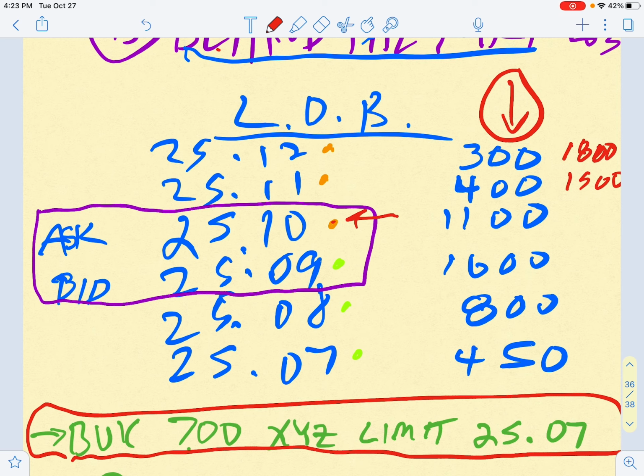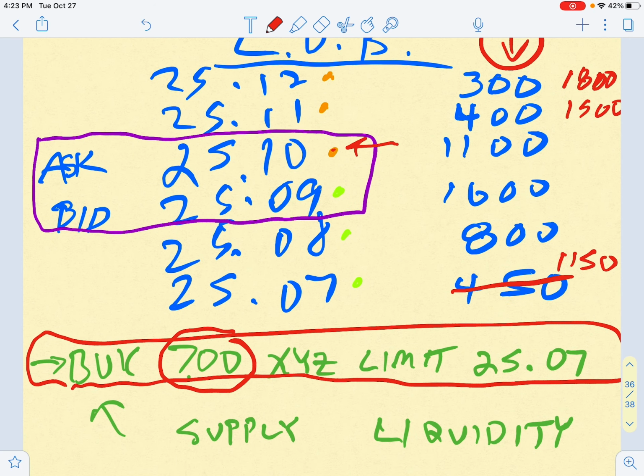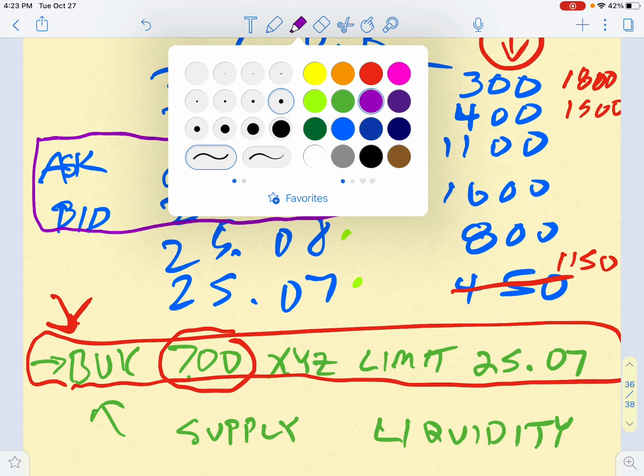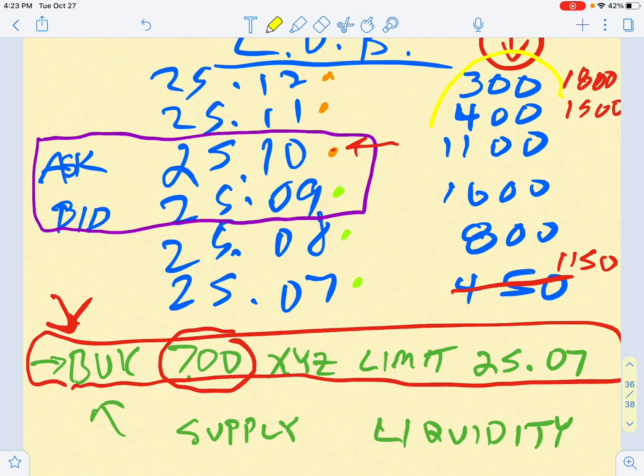Well, its size, 700 shares, just gets added to the other size at 25.07. So this number becomes 1150. That's all that happens. The order doesn't execute. And rather than demanding liquidity and taking liquidity out of the limit order book, we see that as a consequence of this order arriving at the exchange, we ended up with more size, more size in the limit order book anywhere. It doesn't have to be at the bid or the ask only, anywhere in the book.